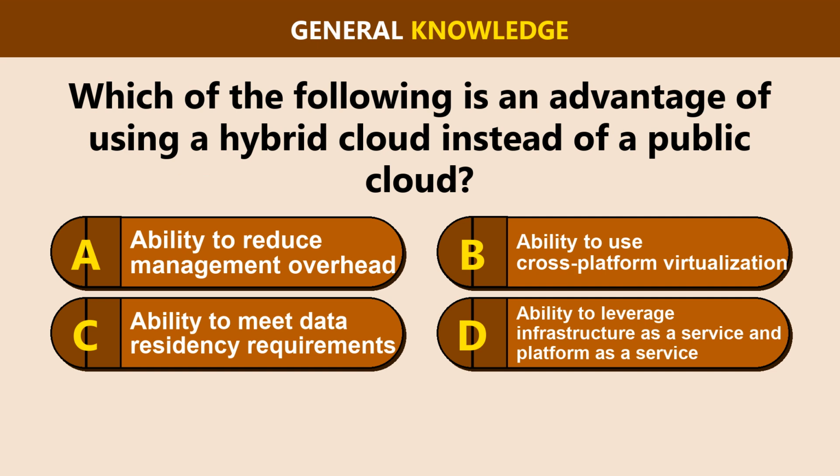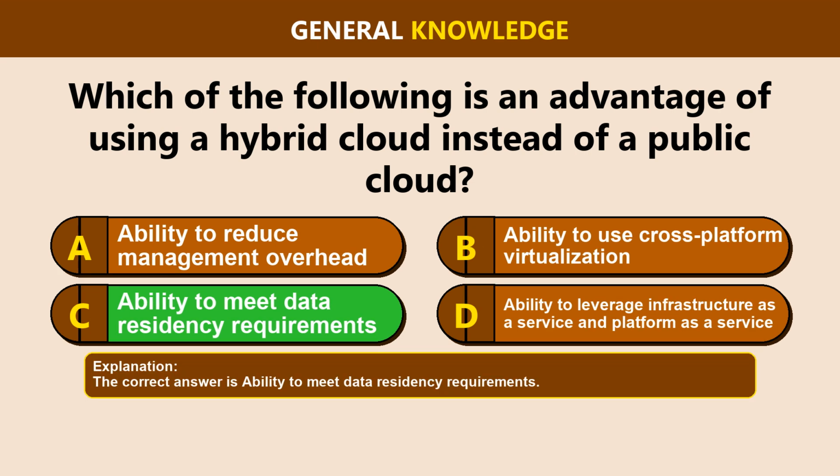Question 4. Which of the following is an advantage of using a hybrid cloud instead of a public cloud? Option A, ability to reduce management overhead. Option B, ability to use cross-platform virtualization. Option C, ability to meet data residency requirements. Option D, ability to leverage infrastructure as a service and platform as a service. The correct answer is option C, ability to meet data residency requirements.